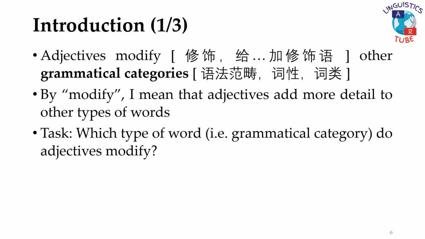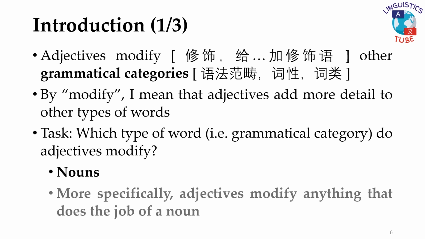This raises the question, which type or types of word do adjectives modify? Remember that by type of word, I mean grammatical category. Pause the video and think about this question, and continue when ready. Most simply, adjectives modify nouns. However, more accurately, adjectives modify anything that functions like a noun. That probably sounds confusing or strange, so I will show you some sentences in our first activity to explain what I mean.